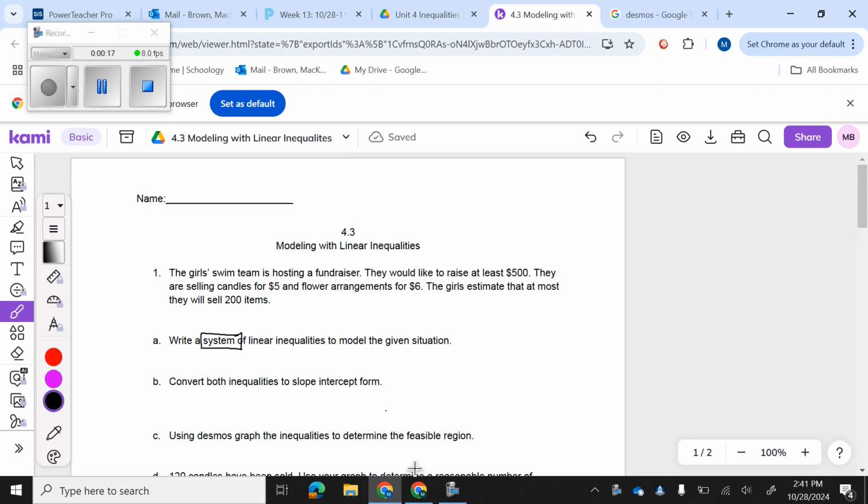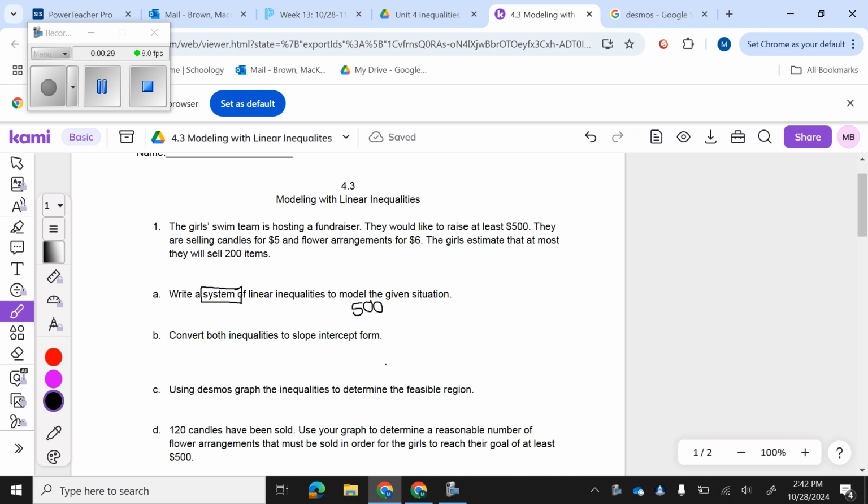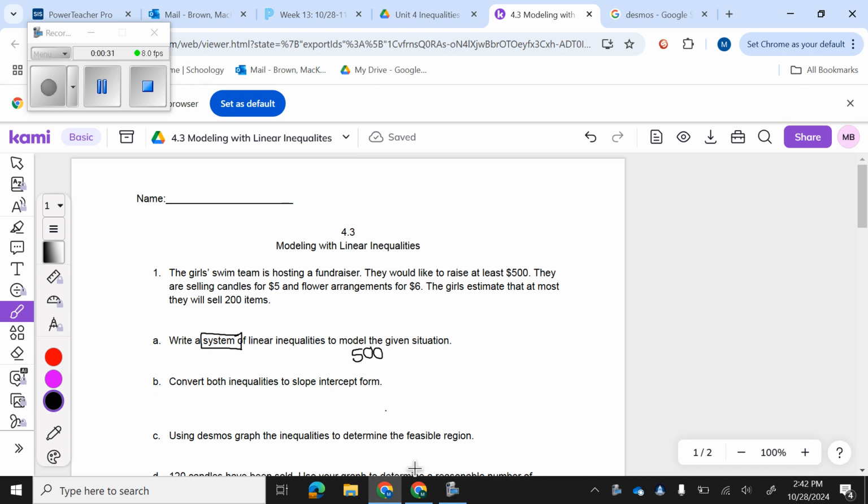It says the girls' swim team is hosting a fundraiser. They would like to raise at least 500. So I know 500 is going to be one of my equations, okay? And it says they're selling candles for $5 and flower arrangements for 6. The girls estimate that at most they will sell 200. So 200 is my other total, okay? 500 was all about money. And then 200 was all about the items.